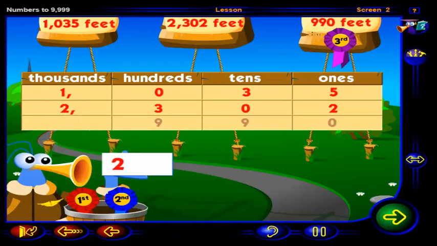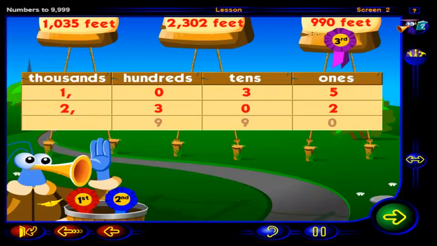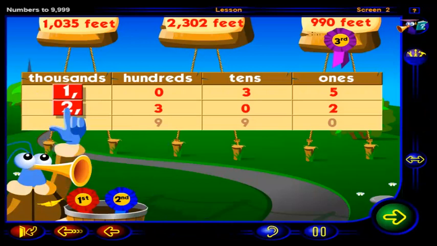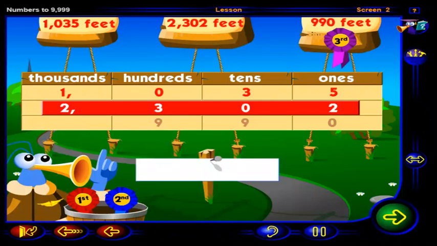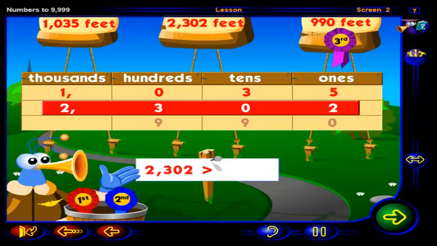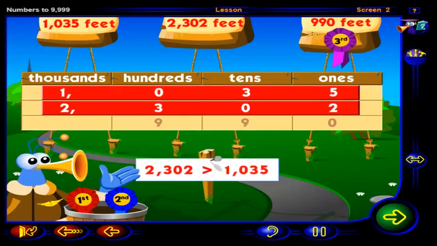2 is greater than 1. So 2,000 is greater than 1,000. Because this number has more thousands, 2,302 is greater than 1,035.